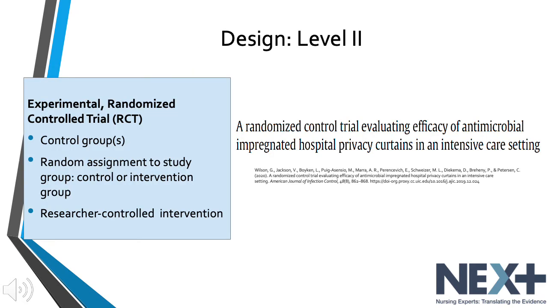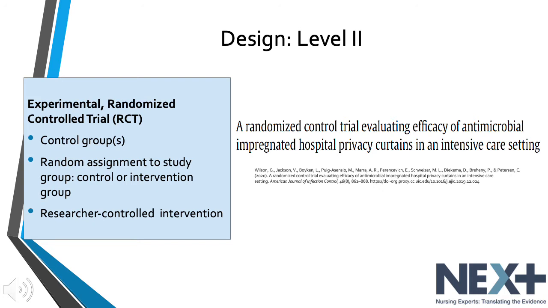Level 2 includes experimental research, the randomized controlled trial, or RCT. There are 3 elements of an RCT: a control group, researcher-controlled independent variable or intervention, and random assignment to a study group. This is the strongest design to support internal validity or our ability to detect whether an intervention has an effect on study outcomes. The stronger the internal validity, the more confident we are in results.